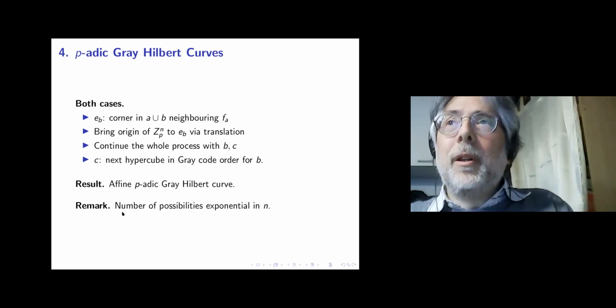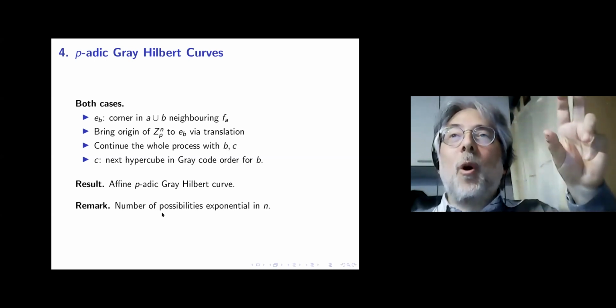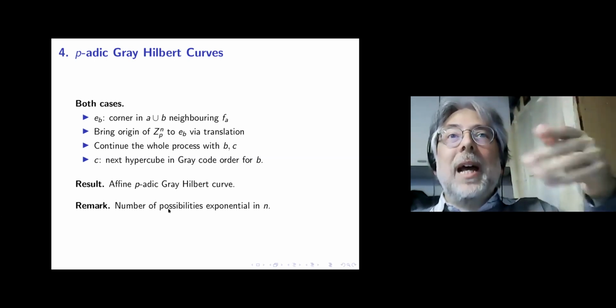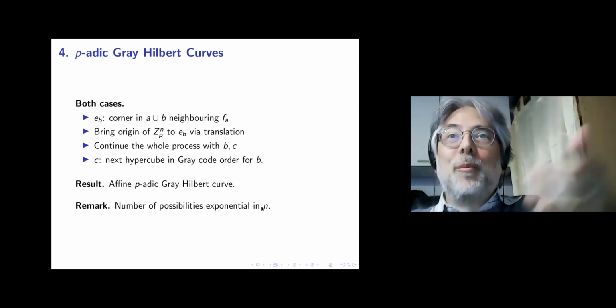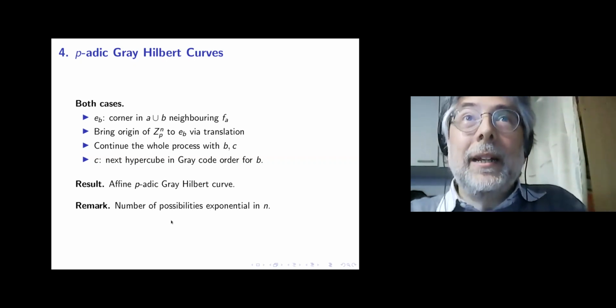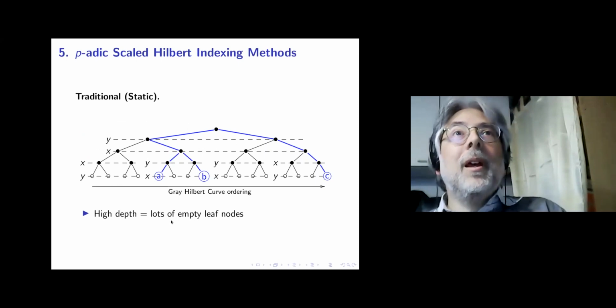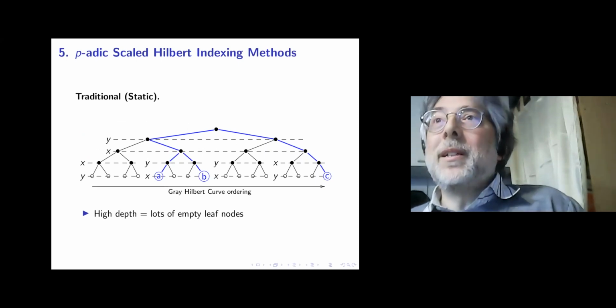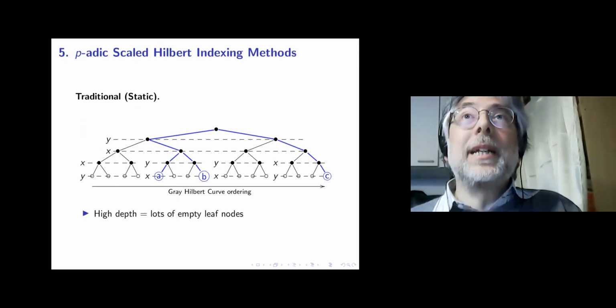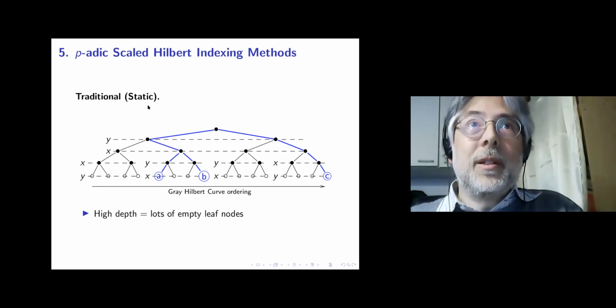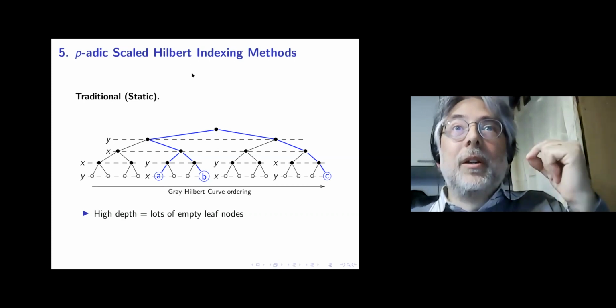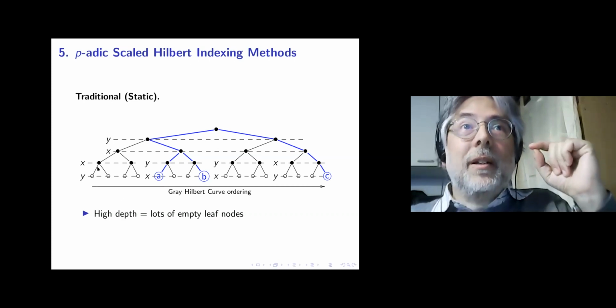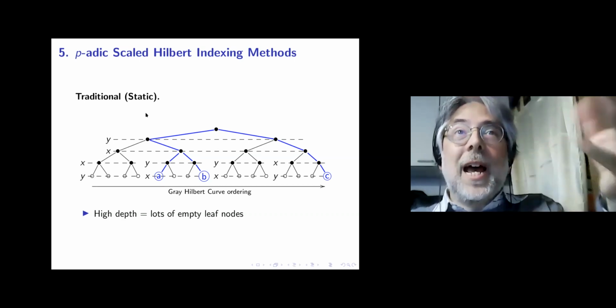And since you can choose very many orderings of coordinates, you will have an exponential number of possibilities in the dimension. Now, in order to obtain an indexing method, well, let's look at the p-Adic Hilbert curve index. So the traditional way is a static way.